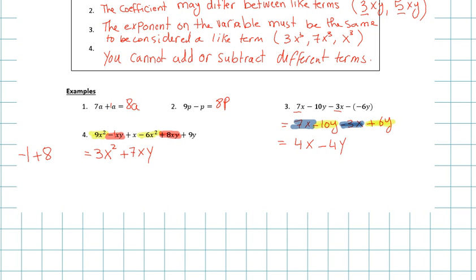Okay? And do you have a like term for x? No. So I have to write it as is. How about for 9y? There's no like term, so I have to write it as is. There's nothing I can do with it. Okay? So that's it. There's nothing else you can do. You have to leave it like that. That's the answer. Okay? That's the simplest form you can have it in.